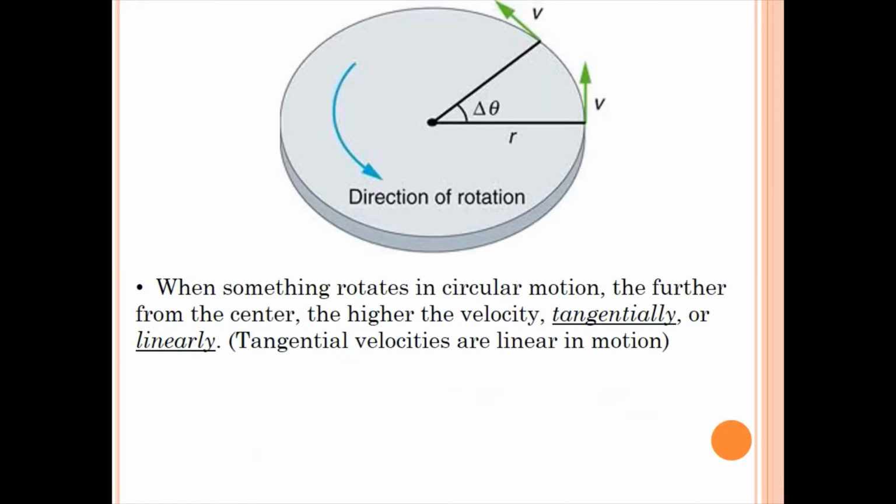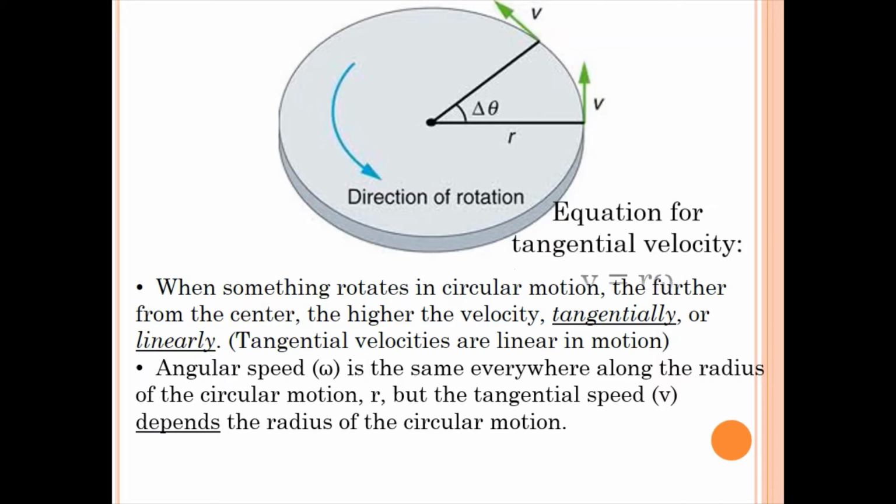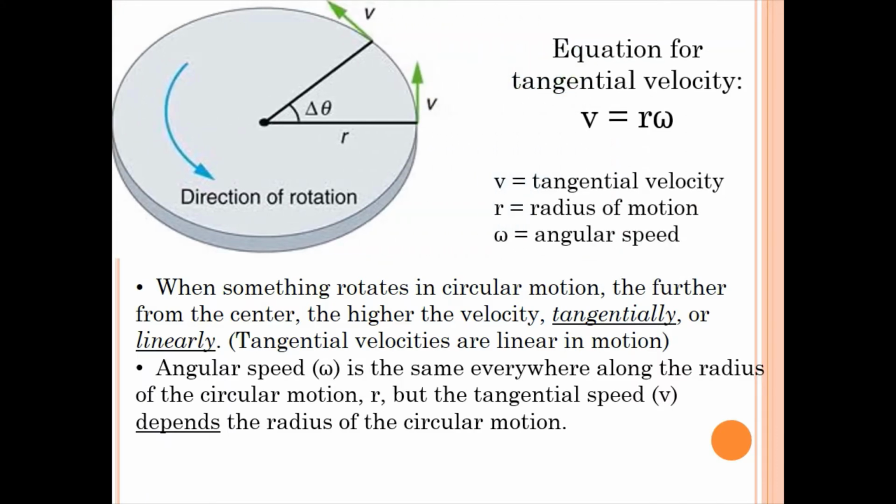First, I want to review some stuff about circular motion from the previous unit. The further something is from the center, the higher its velocity tangentially or linearly. So tangential velocities are linear in motion. And the angular speed would be the same everywhere along that radius r. So the linear velocity, which is v, or the tangential velocity, is equal to the radius times the angular speed.